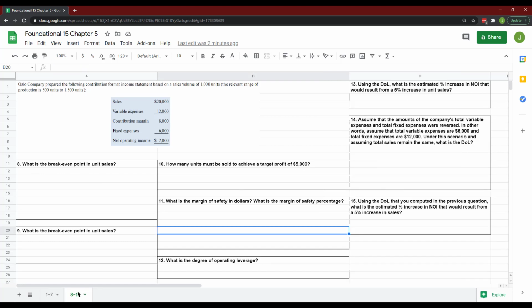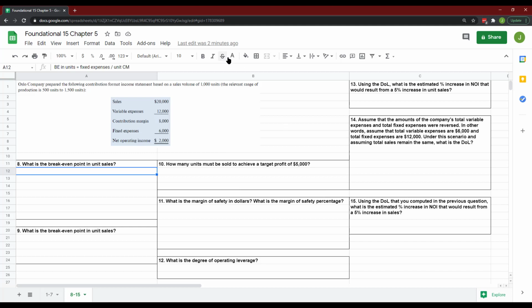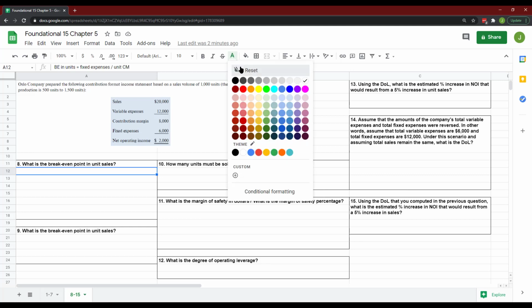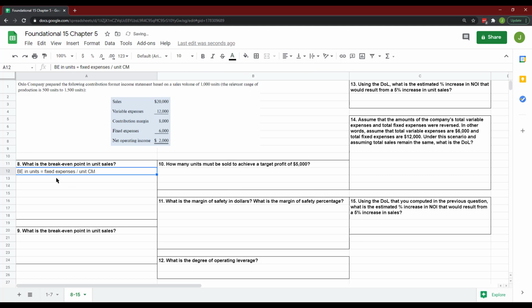Now let's move on to number 8. This is asking what is the break-even point in unit sales? So what's our break-even formula? If we're finding the break-even point in units, that's simply going to be your fixed expenses divided by your unit CM. Okay, well, we already know both of those. The original unit CM was $8, right? So we're going to take the fixed expenses of $6,000 and divide that by $8 of unit CM to see that we need to sell 750 units to break even.